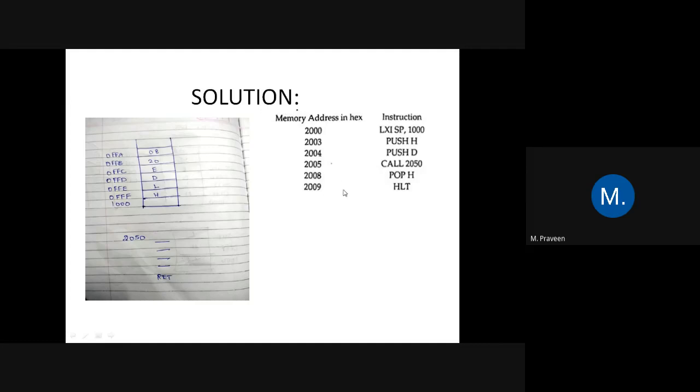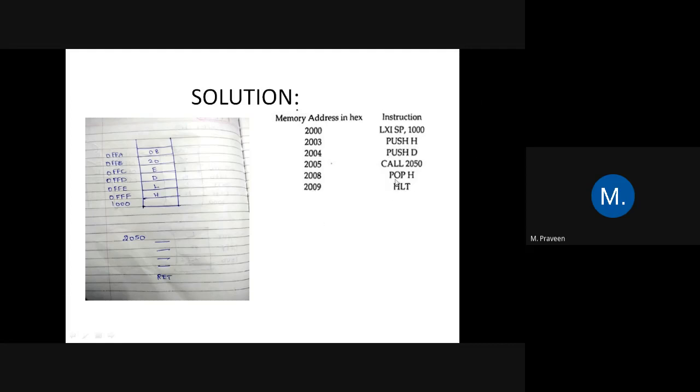So at 2009, what will happen to the stack pointer and program counter? That is very important. Currently the stack pointer address is 0FFE. Then the program counter value is going to be the address of the next instruction. Actually in 2009 you have HLT. So after 2009 you have the address 200A, but at 200A there is no instruction. Even though there is no instruction, that address will be the program counter address.